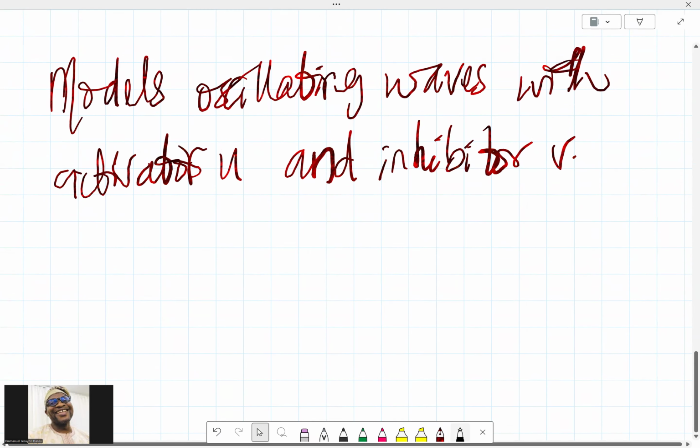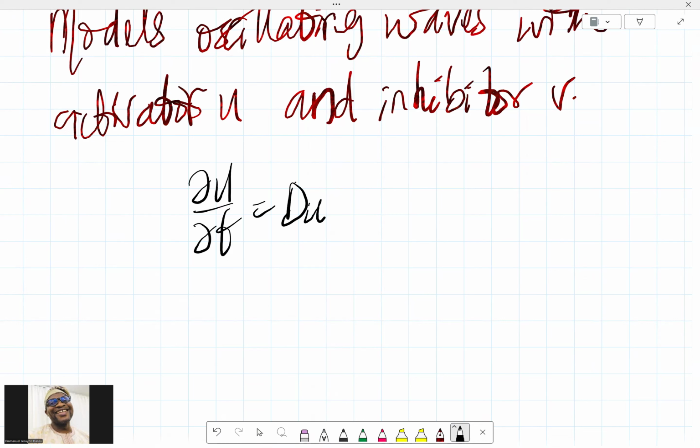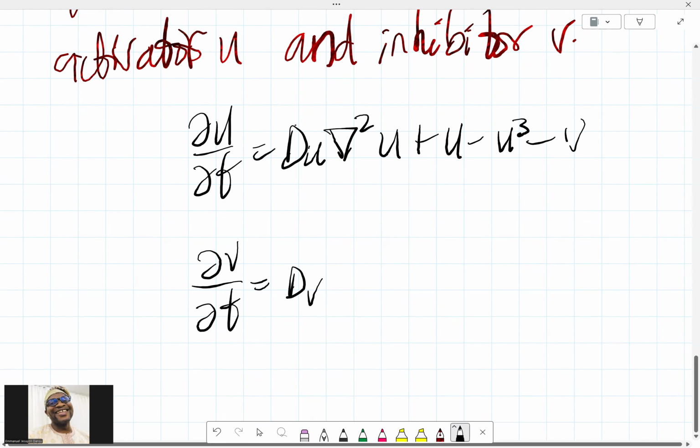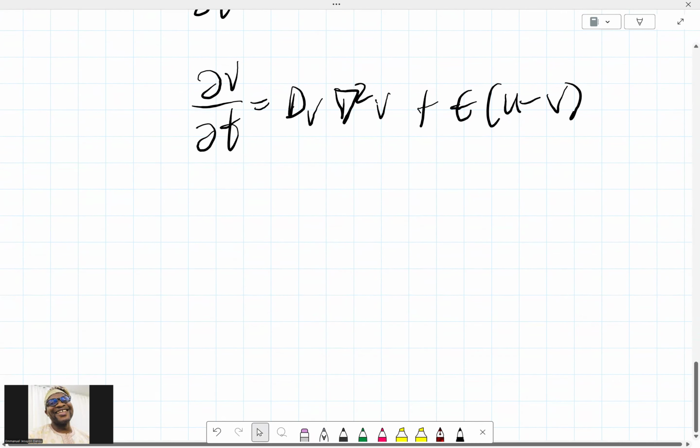As a result of that, you have a system of partial differential equations: partial U, partial T equals D_U, which would be like the activation coefficient, if you like, del squared U plus U minus U cubed minus V. And then you have partial V, partial T equals D_V, that would be like the inhibition coefficient, del squared V plus epsilon into U minus V, like that. So let's look at an example.